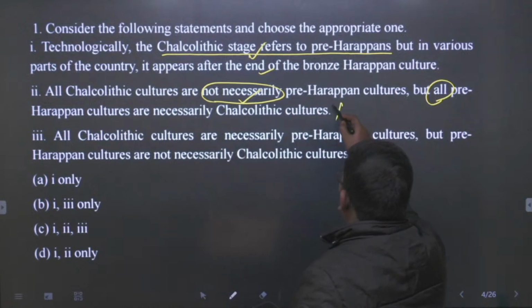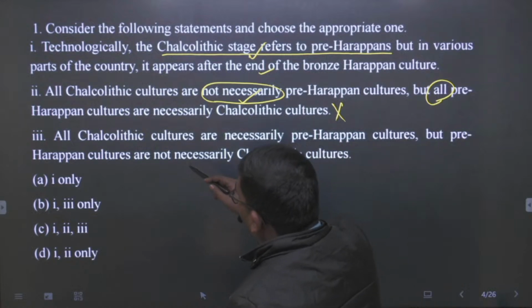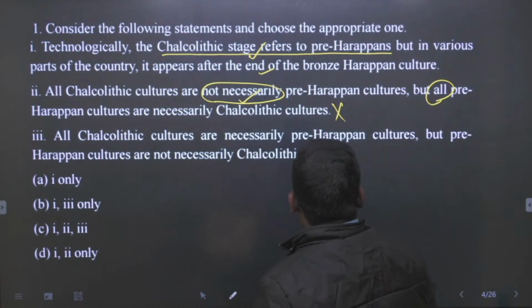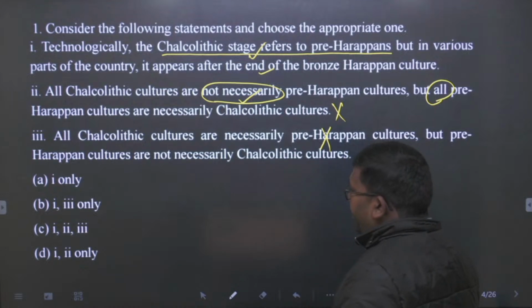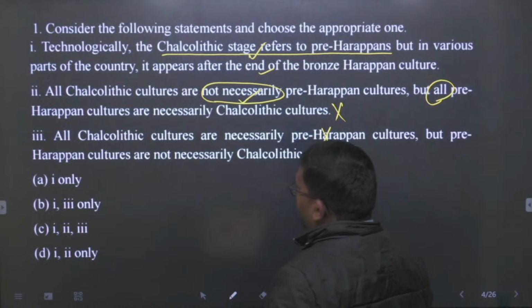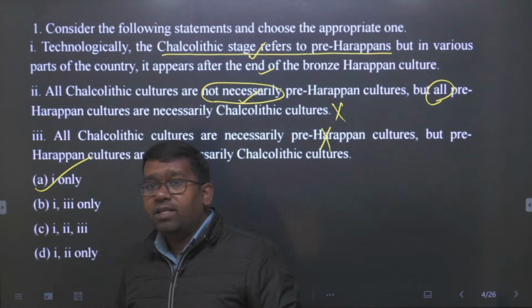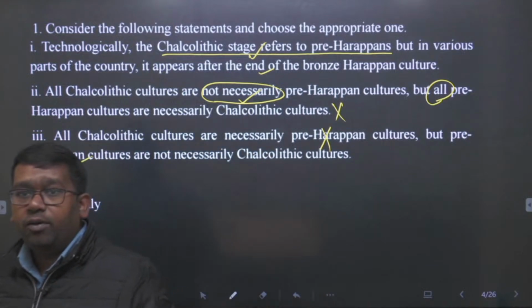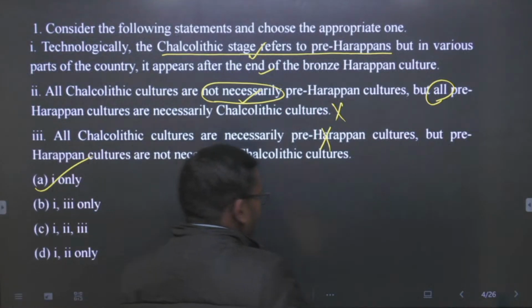This statement is false. Then the third statement, all the Chalcolithic cultures are necessarily pre-Harappan culture. This is half false, but pre-Harappan cultures are not necessarily Chalcolithic. This statement of ours is false. So technically only A will be the answer of this question. So only 1 is the answer of this question right now. So this is what we come to know. Okay, so let us discuss the second.